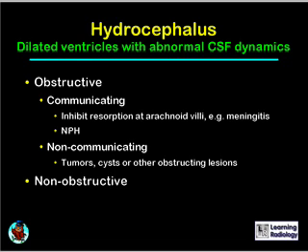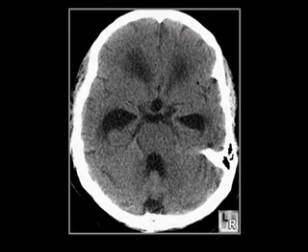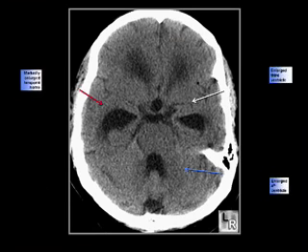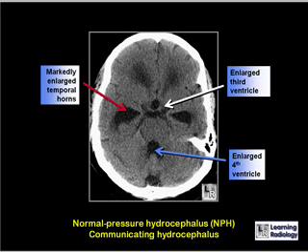Non-obstructive hydrocephalus is the result of overproduction of CSF. This is much less common than the obstructive variety and is caused by something like a choroid plexus papilloma. The patient that we saw has markedly enlarged temporal horns, pointed to by the red arrow. The third ventricle is enlarged, and the fourth ventricle is enlarged, but the sulci are not enlarged. Given the patient's symptoms, this is characteristic of normal pressure hydrocephalus, a form of communicating hydrocephalus.